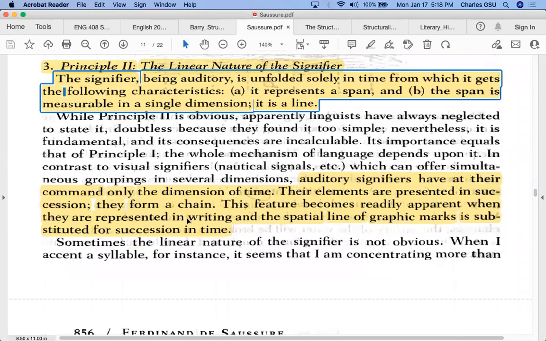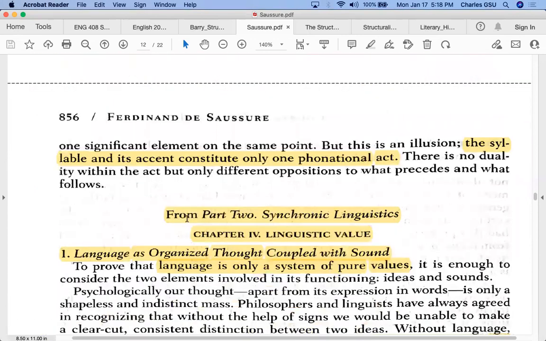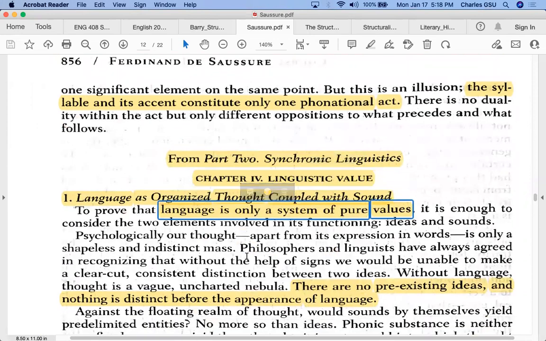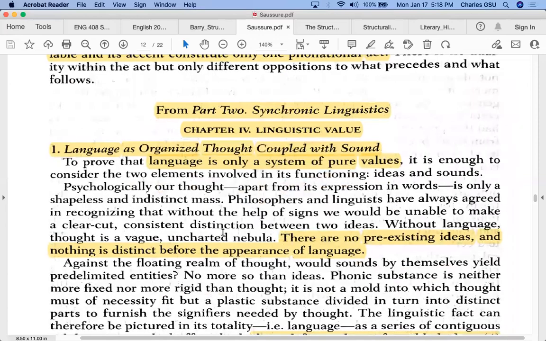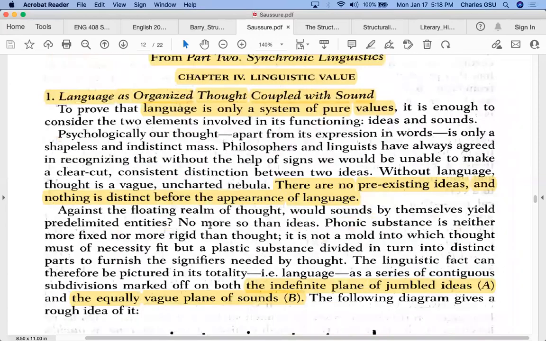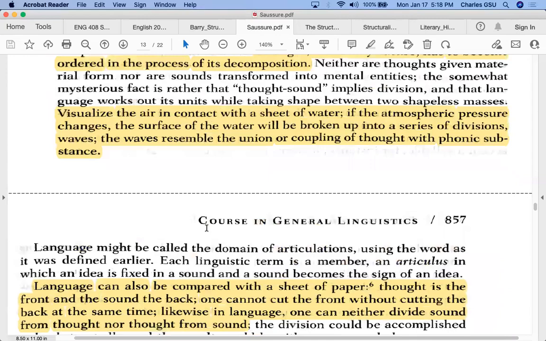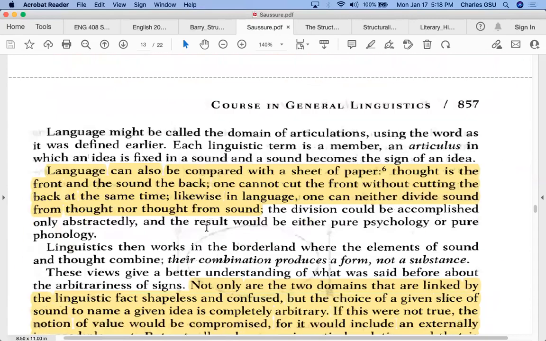So language is also relational, he will point out. Here's the section on linguistic value, right? That language only is a system of pure values. And again, values, it's not too difficult. It means it automatically differs from something else and therefore has value to us because we can understand it, have meaning or signification from it because it's not something else. Again, Derrida says, we know something by which it is not.